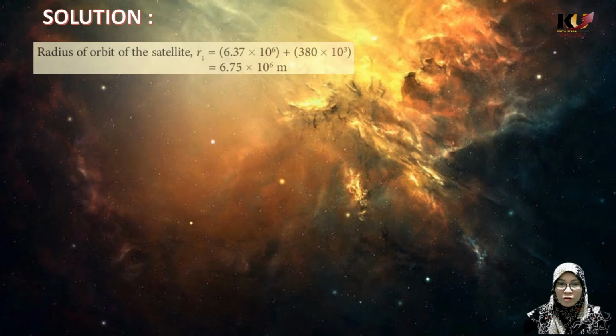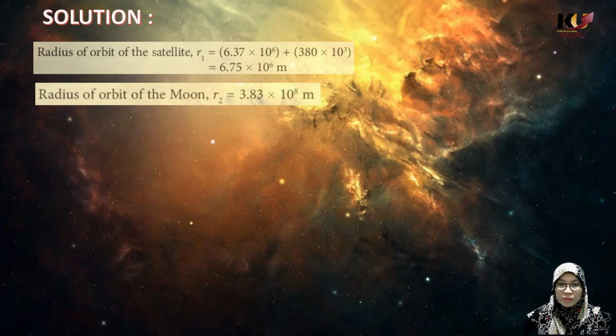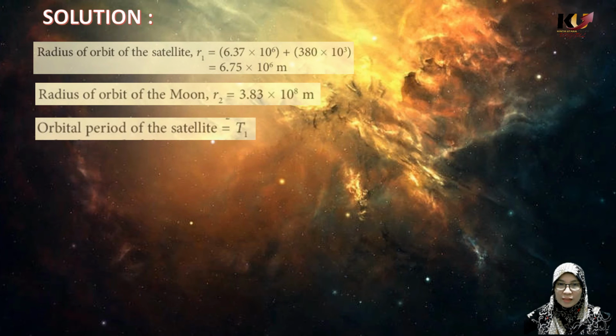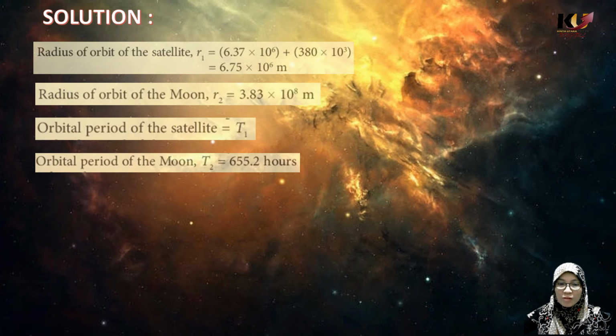Solution. Radius of orbit of the satellite R1 equal to 6.37 times 10 power of 6 plus 380 times 10 power of 3 equal to 6.75 times 10 power of 6 meter. Radius of orbit of the Moon R2 equal to 3.83 times 10 power of 8 meter. Orbital period of the satellite equal to T1. Orbital period of the Moon T2 equal to 655.2 hours. T1 square over T2 square equal to R1 cube over R2 cube.